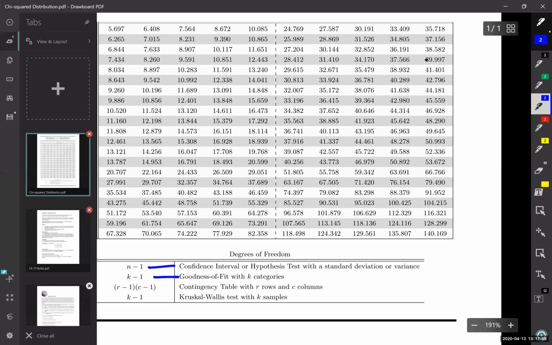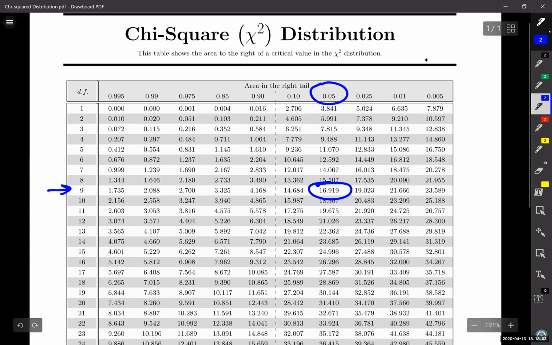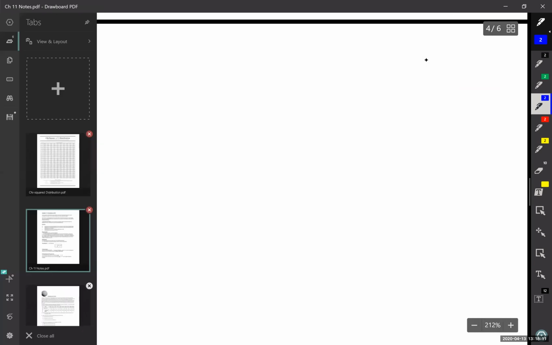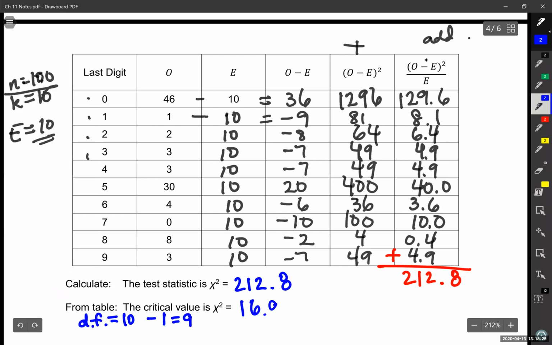16.919. Now these numbers are a lot bigger. Looking over here to the right, these get pretty big pretty fast, but they're still not 212 big. So 16.919 is going to be our critical value. And if you're looking ahead, you'll see it's click answers on it already. And so our critical value that comes from the table is always where our line is.